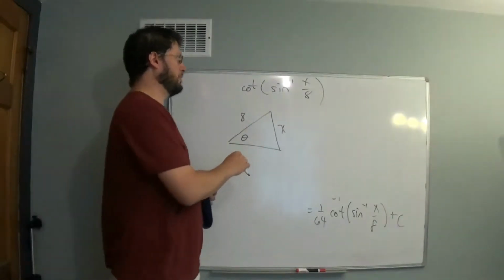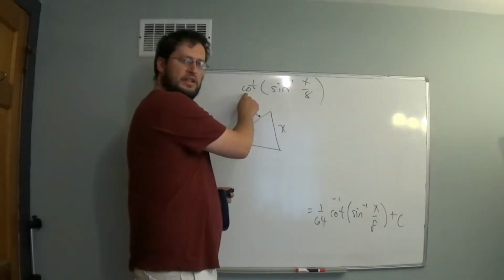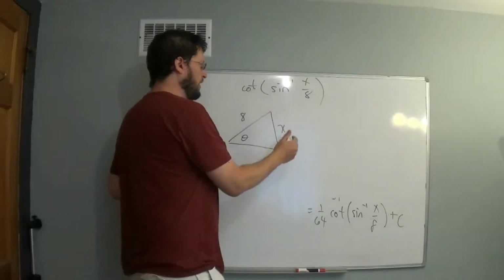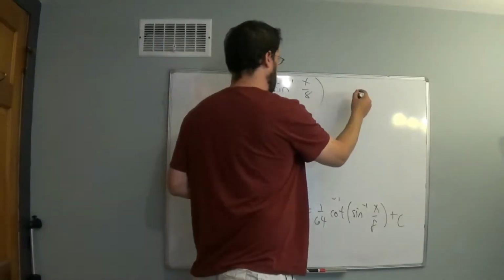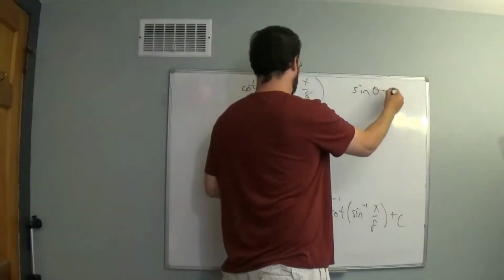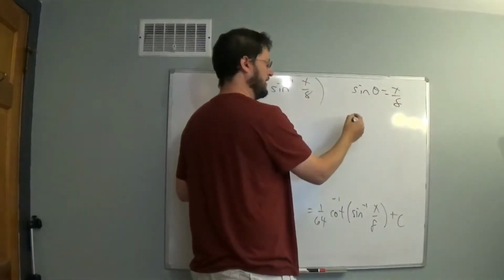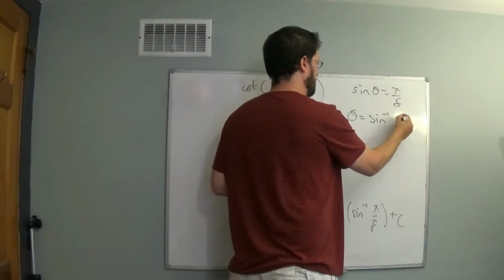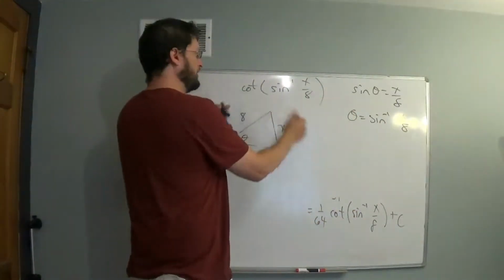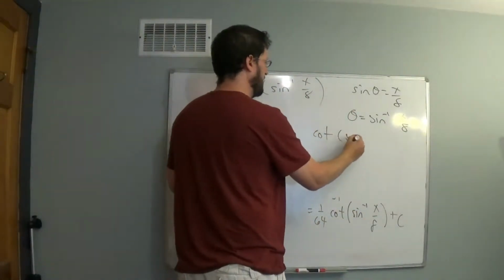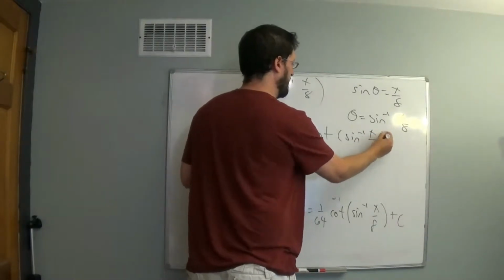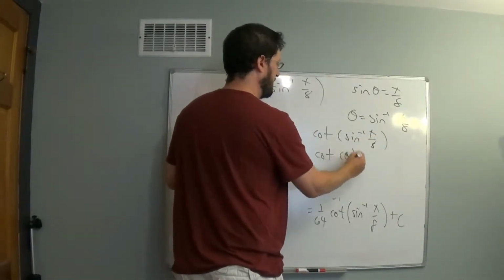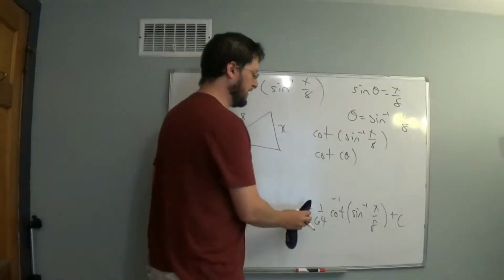So now what are we looking for? We're looking for cotangent of that angle. So sine of theta is x over 8 from my picture right here, so that theta is sine inverse x over 8. Which means that what we want is cotangent of sine inverse of x over 8, which is cotangent of theta. That's what we want.